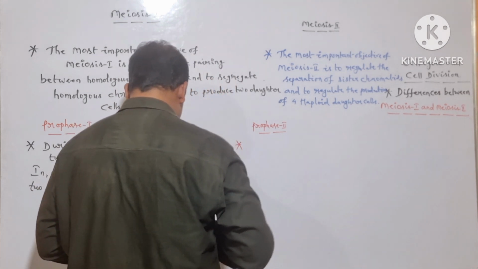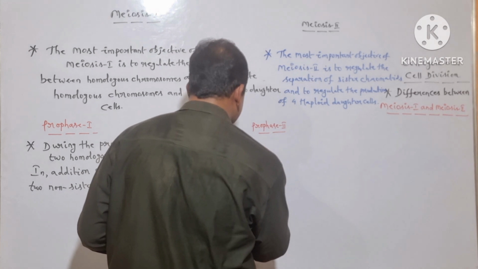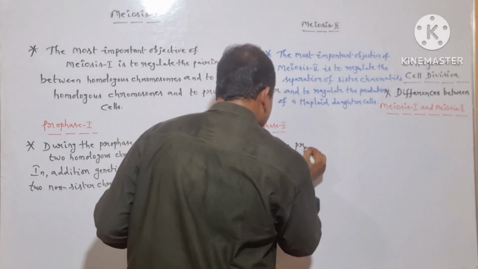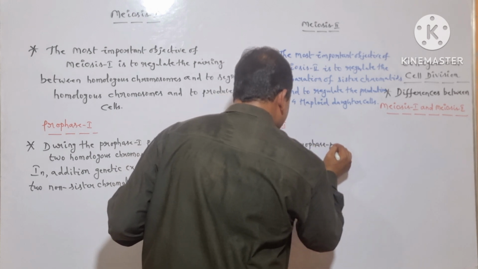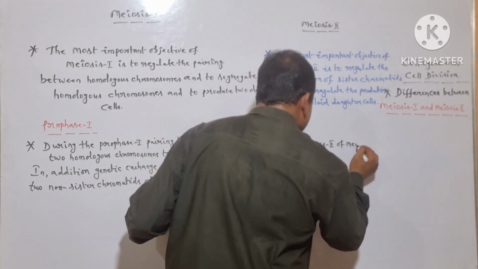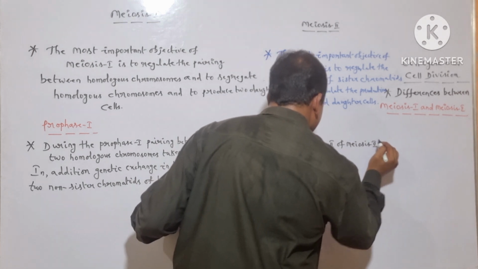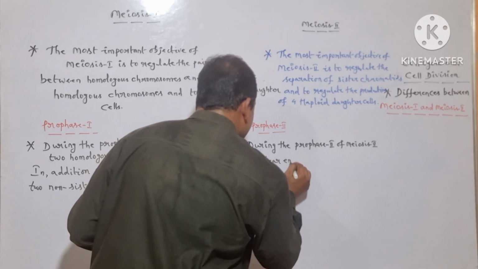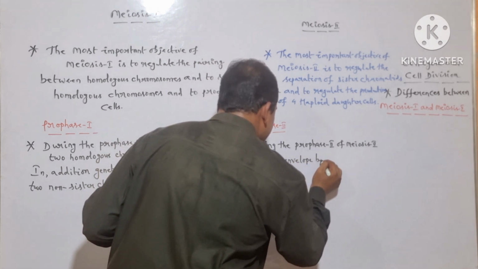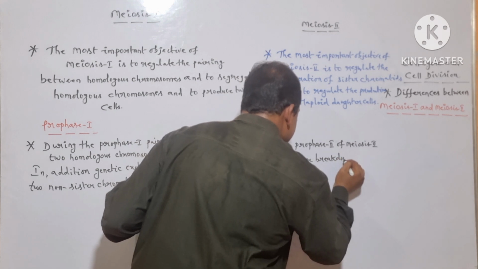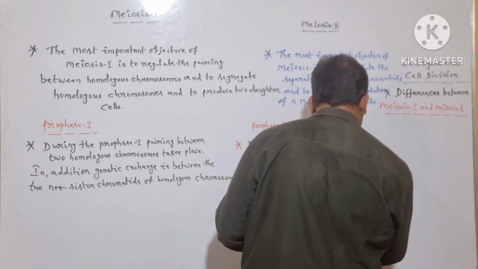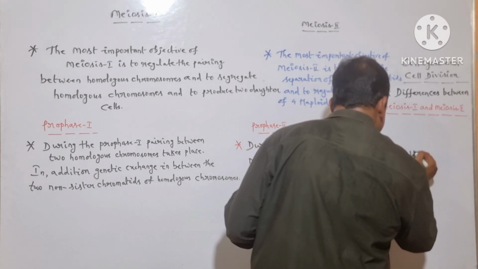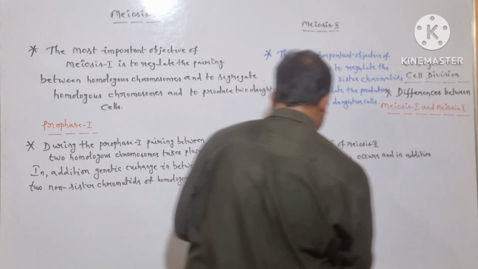During prophase 2 of meiosis-2, nuclear envelope breakdown occurs, and in addition, spindle fiber formation occurs.